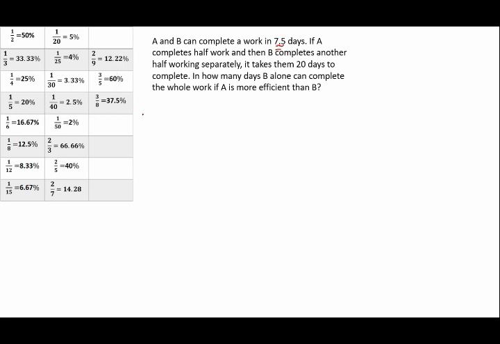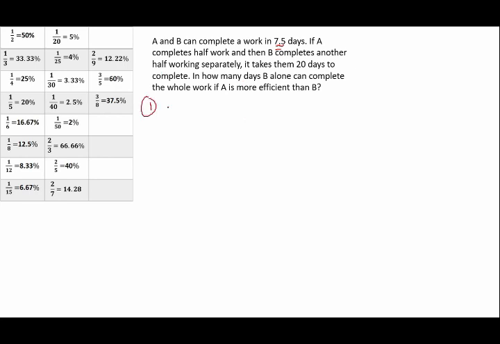So let's see our first question. A and B can complete a work in 7.5 days. If A completes half the work and then B completes the other half, working separately, it takes them 20 days to complete. In how many days can B alone complete the whole work if A is more efficient than B?